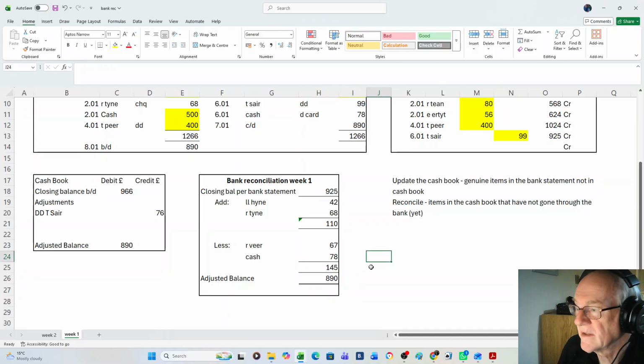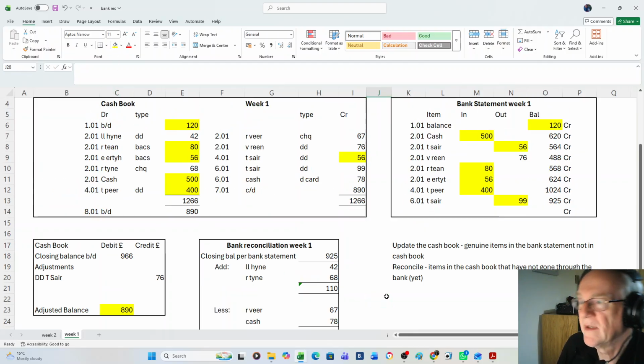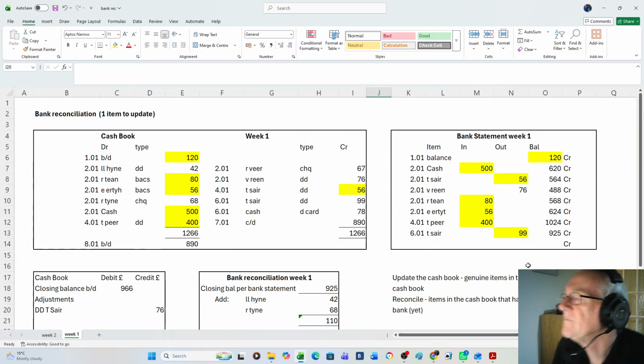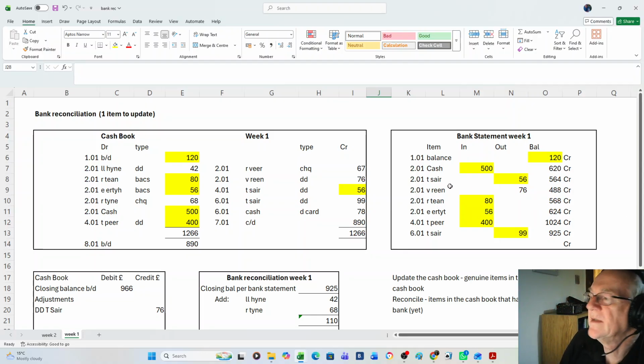to the 890, so we're quite happy with that. We've got everything in. We know about everything, so we know these items are delayed, and we've updated it for our missing query item.